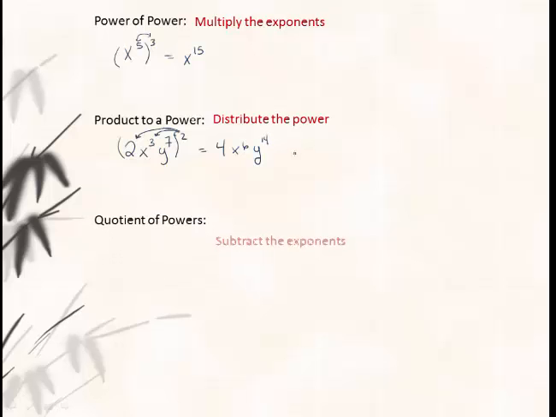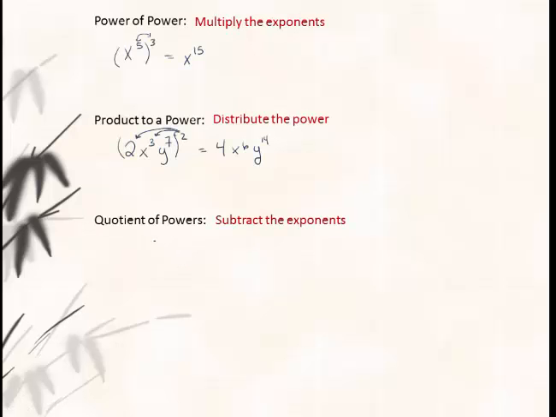Quotient of powers, I need to subtract the exponents. So for example, if I have x to the 5th, y to the 10th over x to the 3rd, y to the 17th, I subtract 5 minus 3 will give me x squared, and since the 5 was larger, the x squared is on top. 17 minus 10 will give me 7, and since the 17 was larger, the y is on the bottom.